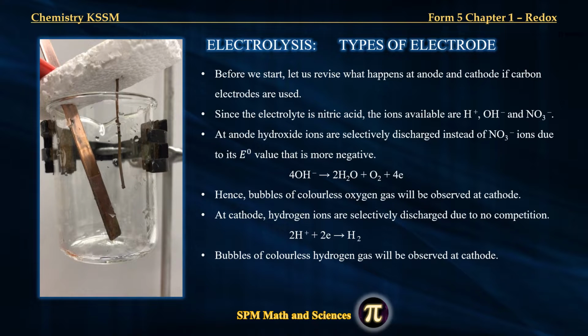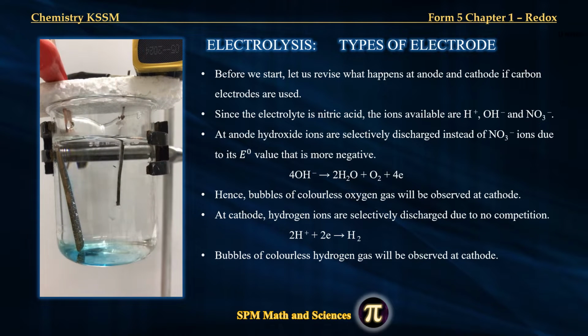In this demo, we are investigating the factor of type of electrodes affecting the product of electrolysis. The electrodes that we're going to use for both anode and cathode are copper electrodes. The term used in SPM is reactive electrode, and the electrolyte that we're going to use is dilute nitric acid.